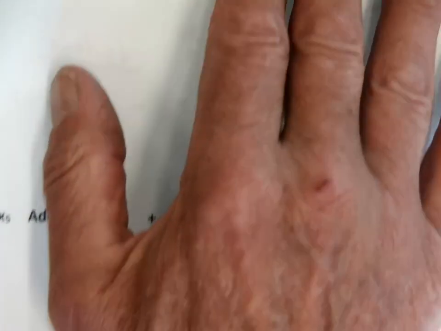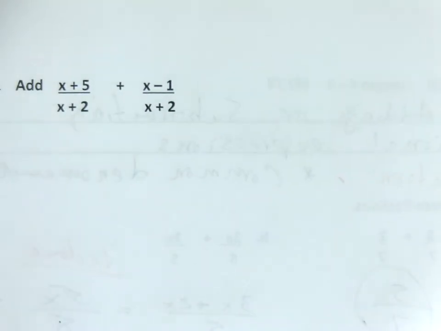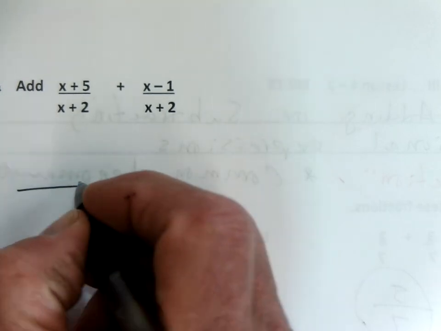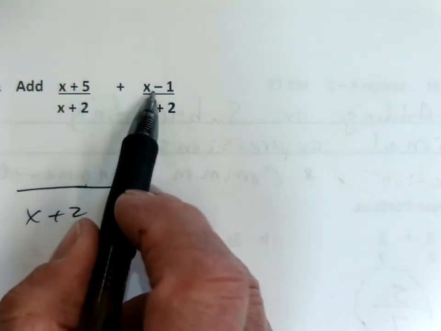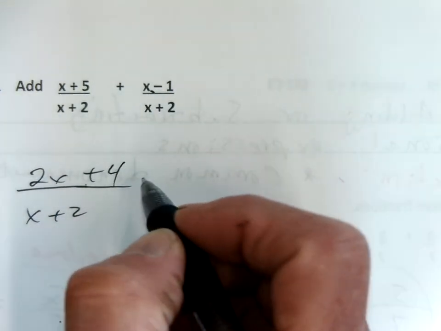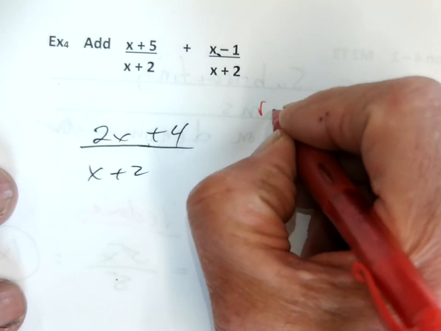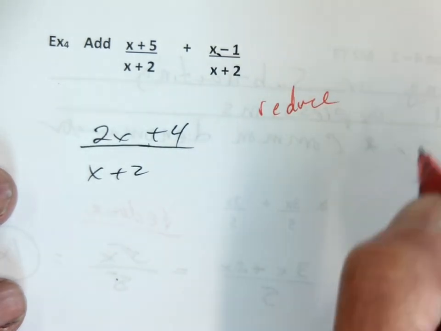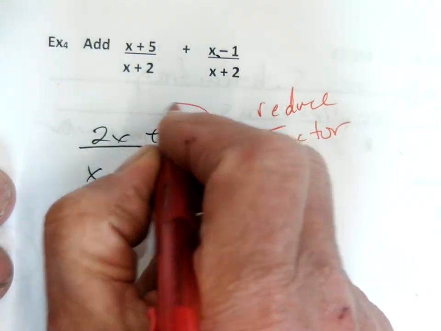Turn the page. Okay. Example 4. Do you have a common denominator? Yes. So we're going to write that down as an x plus 2, and then my numerator is going to be 2x plus 4. Now this one can be reduced. We're going to reduce this one, but first, before we reduce it, we need to factor.